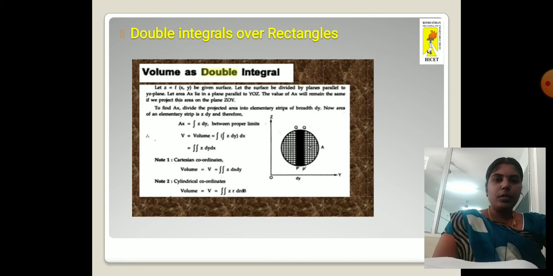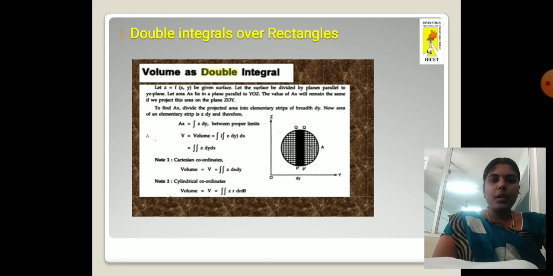Next we go to the next topic, volume as a double integral. The volume formula is here: capital V equal to volume equal to double integral of dA, that is, dy dx. So, this is a two variable formula. Therefore, there are two notes.